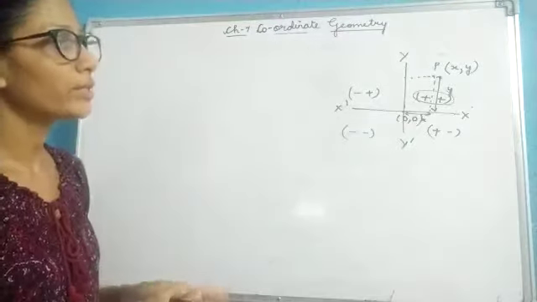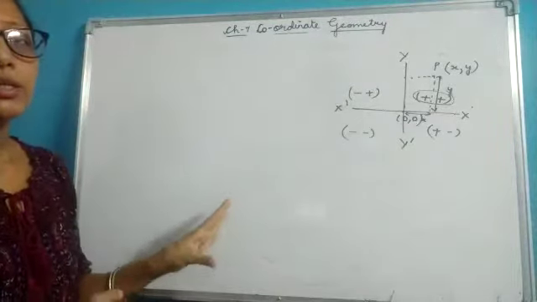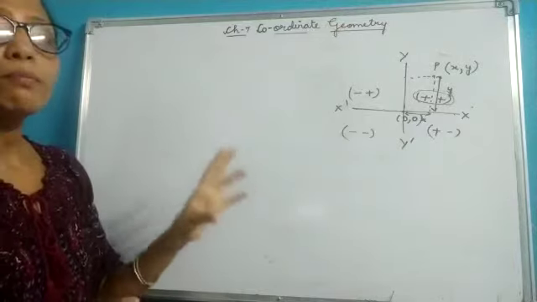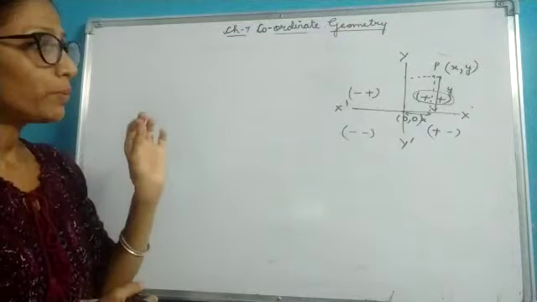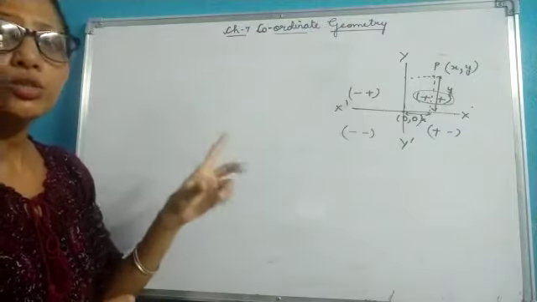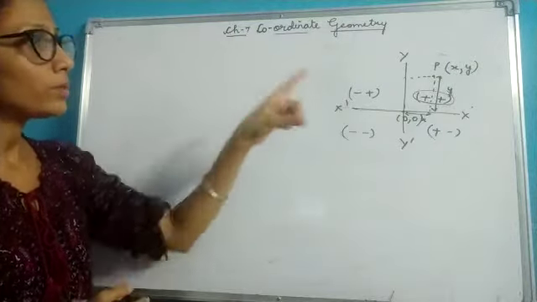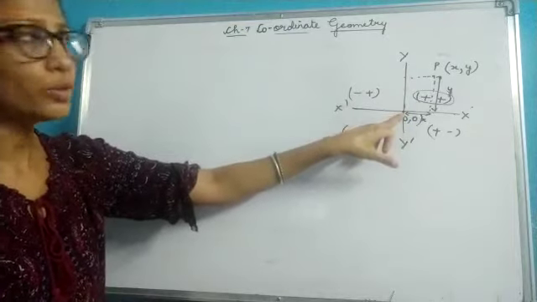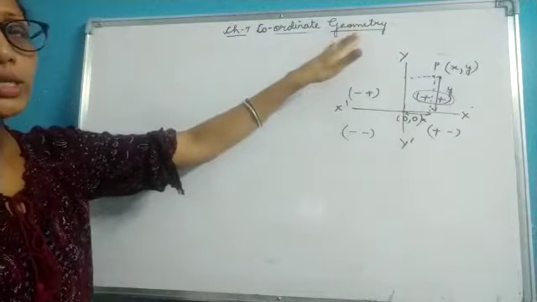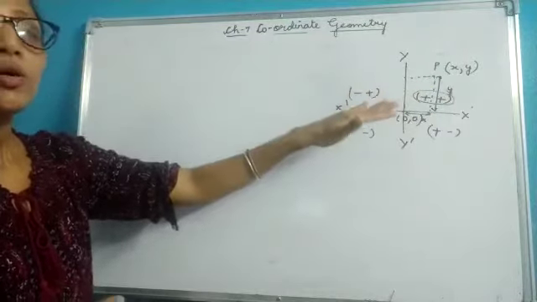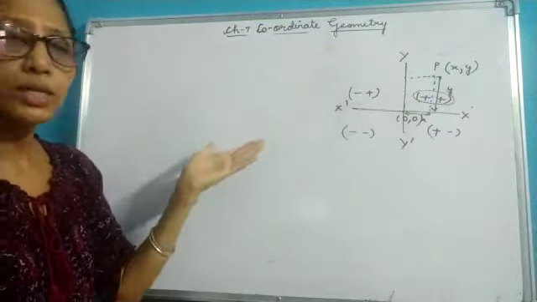Now children, this complete chapter is about the measurement. Geometry means the measurement. So we will be measuring the distance of the point from a certain point or the distance of the point from origin. Either we have to measure the distance between 2 points or the distance from origin. So we will be measuring the distance of a point from origin or with respect to some other point also.